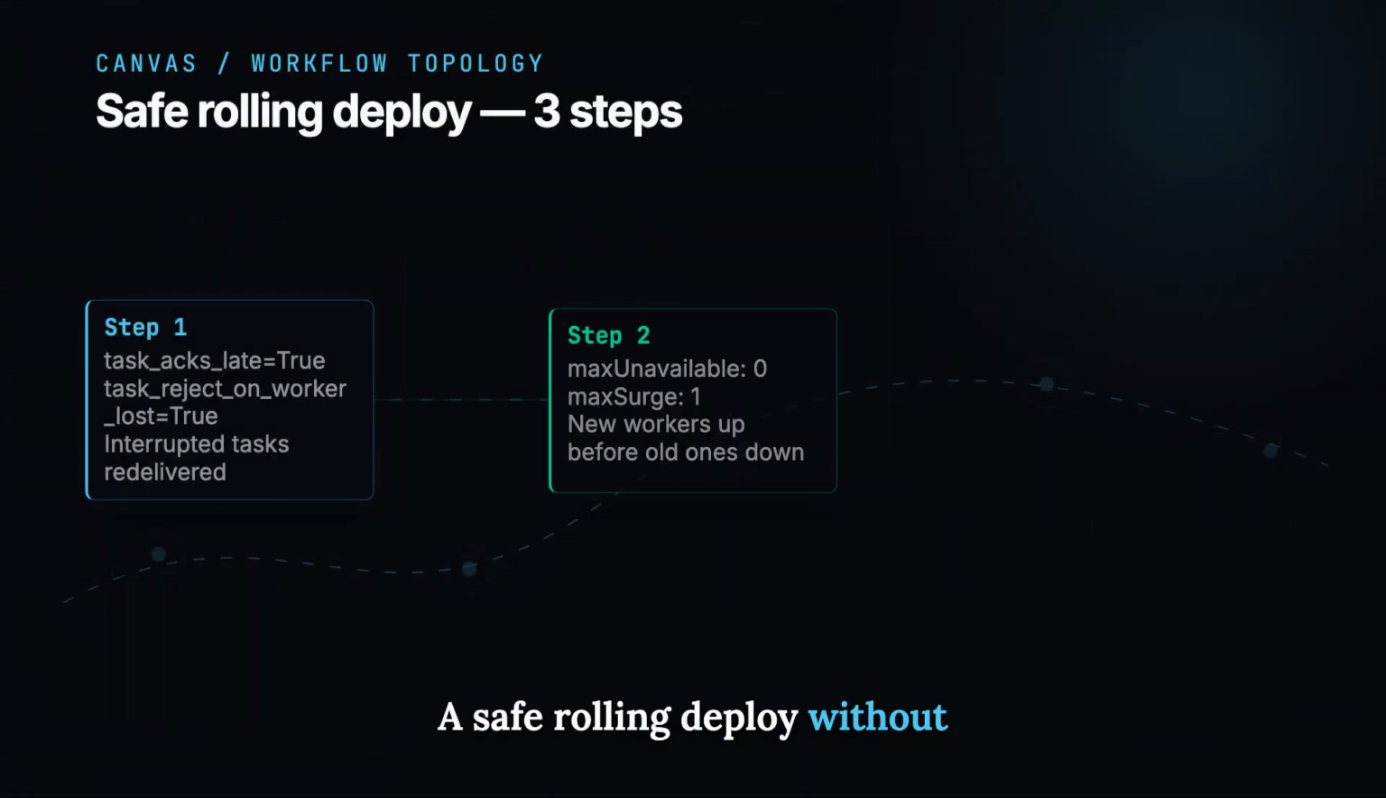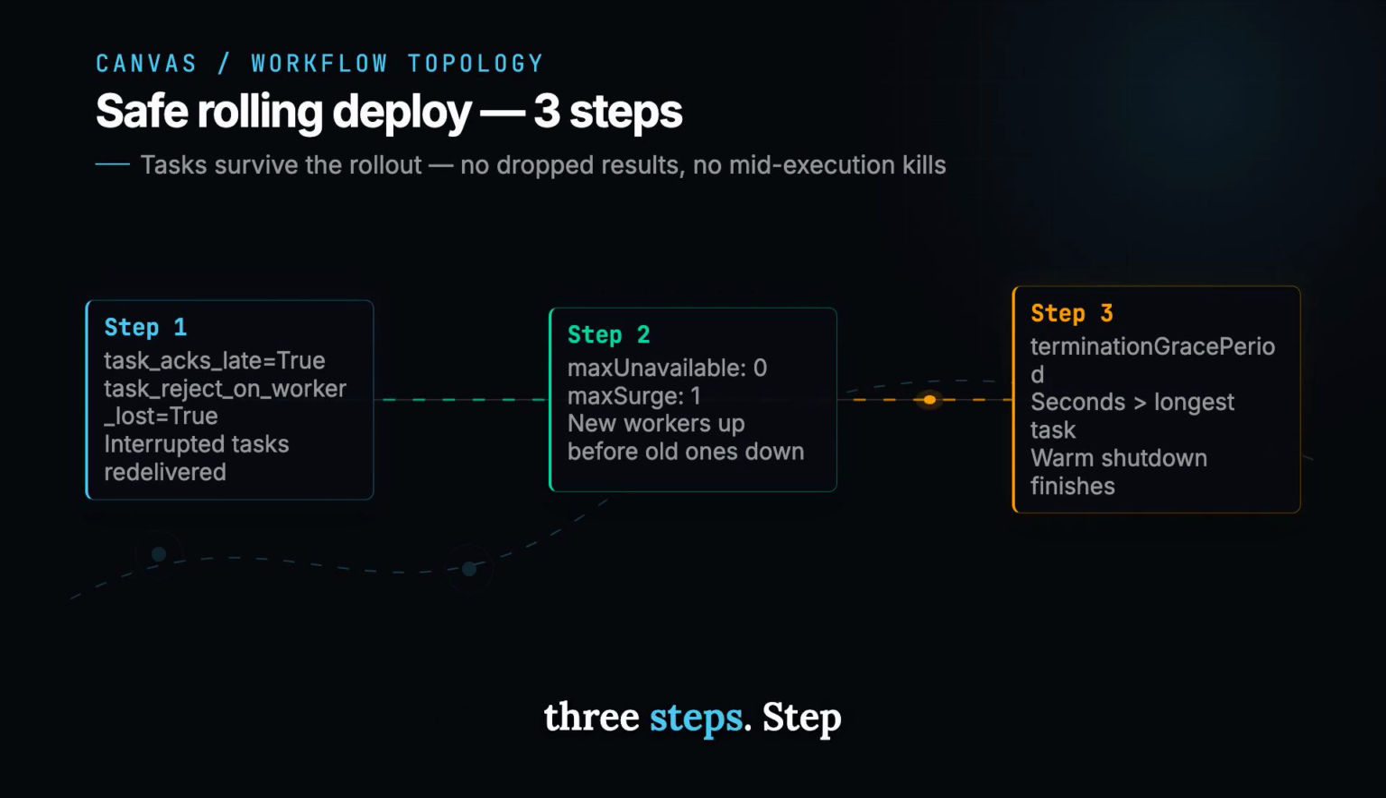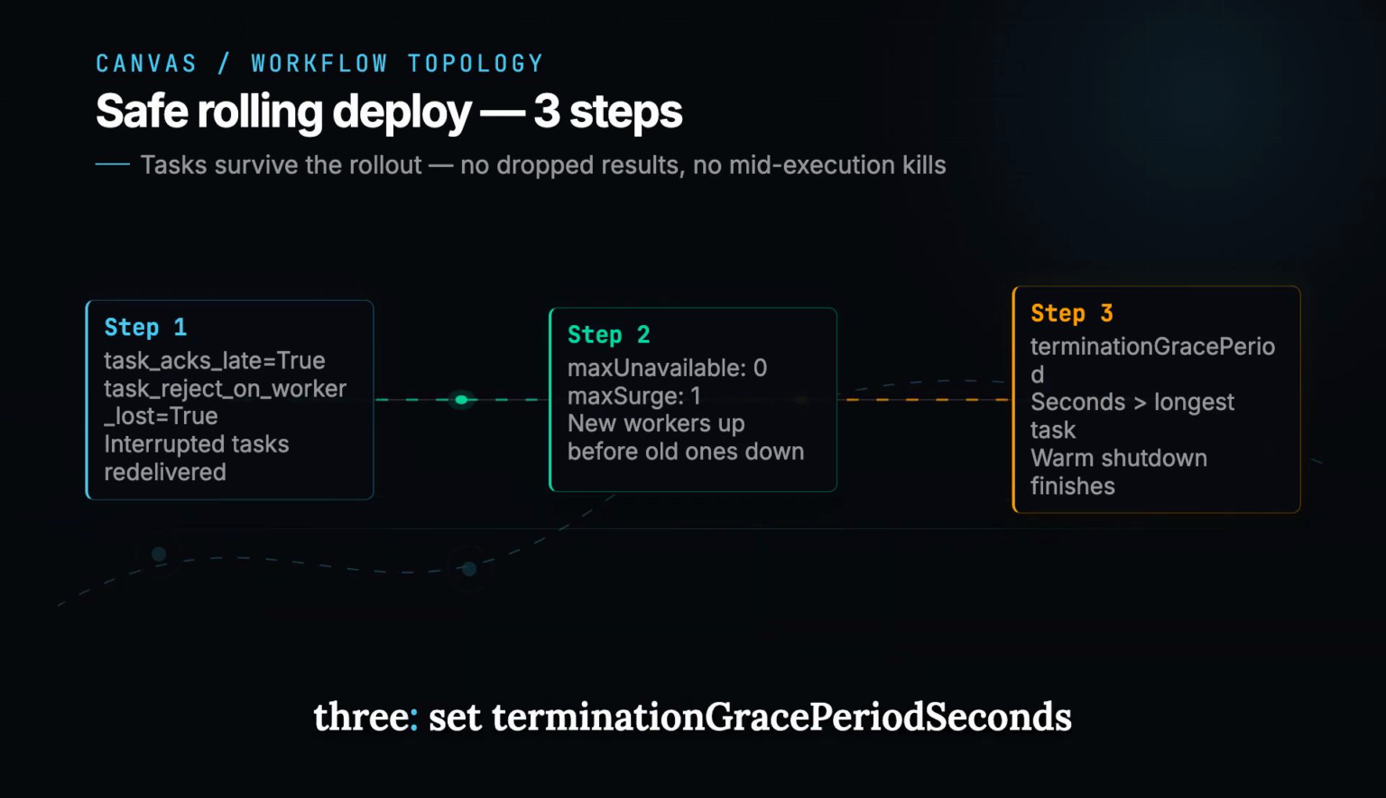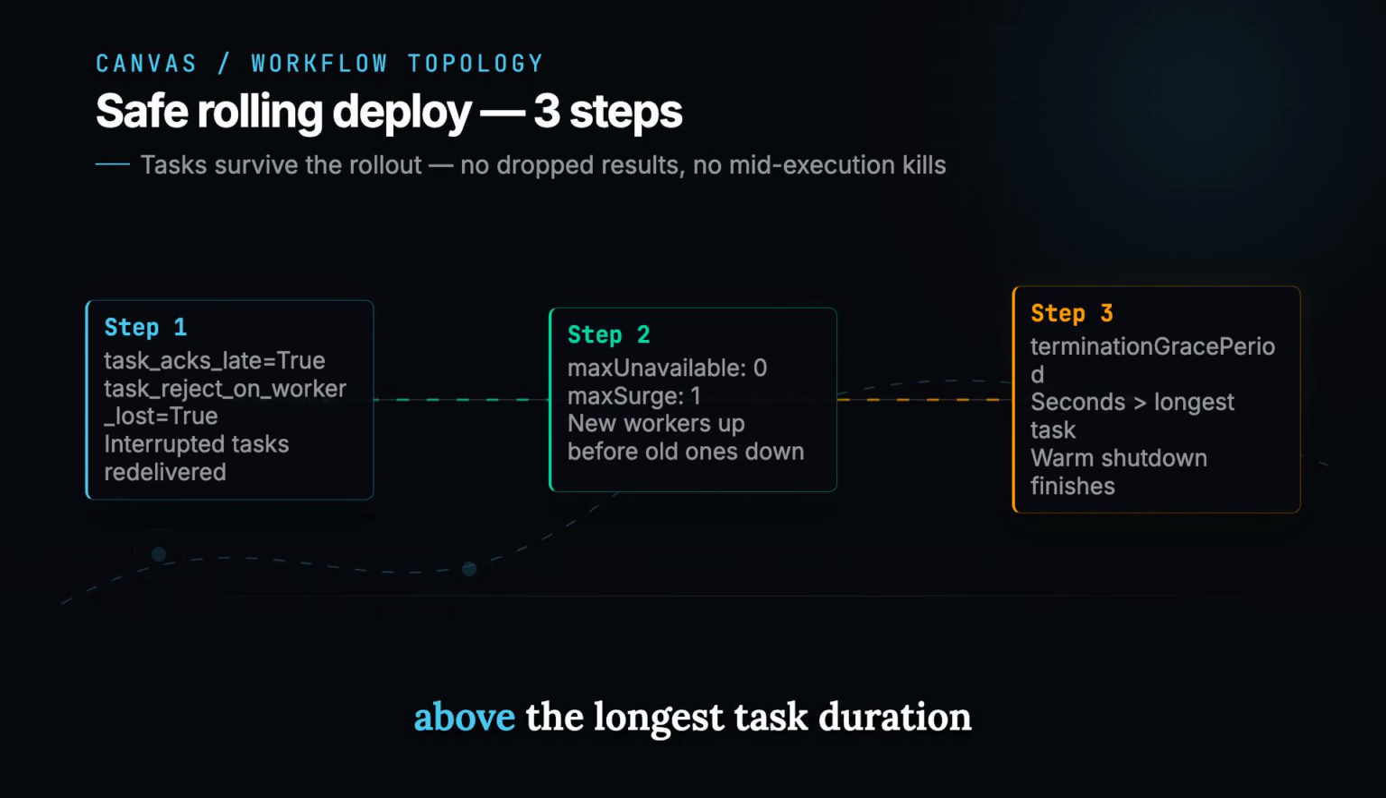A safe rolling deploy without losing in-flight tasks follows 3 steps. Step 1. Ensure task_acks_late and task_reject_on_worker_lost are both set to true so any interrupted task is re-delivered to a surviving worker. Step 2. Use maxUnavailable 0 and maxSurge 1 so new workers come up before old ones terminate. Step 3. Set terminationGracePeriodSeconds above the longest task duration so Celery's warm shutdown has time to finish in-flight work before SIGKILL.